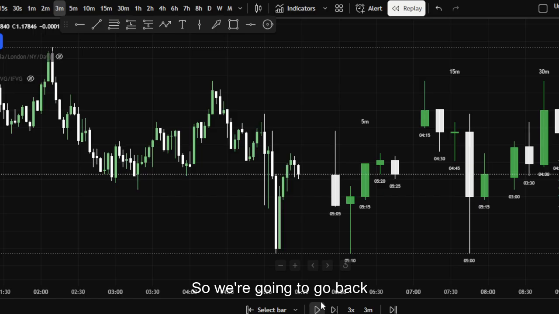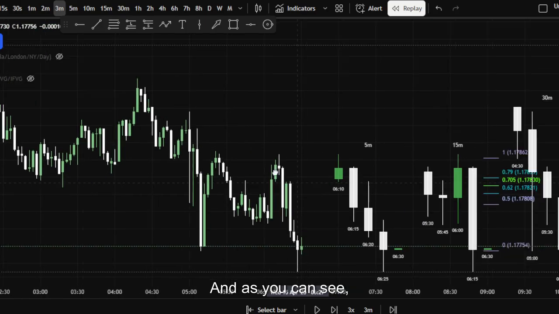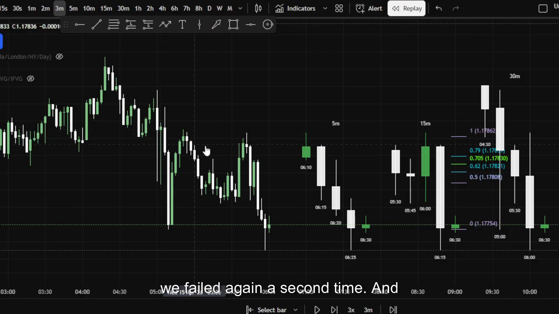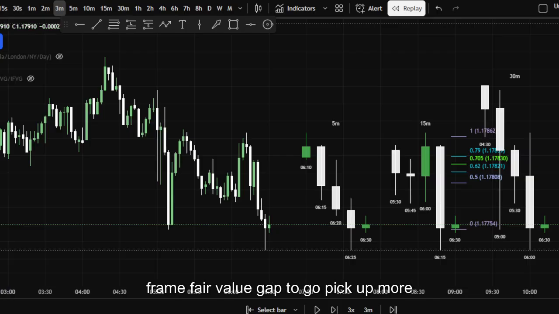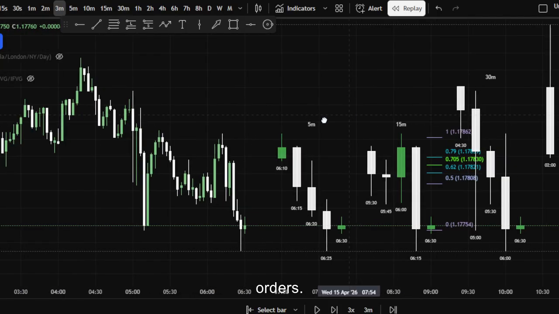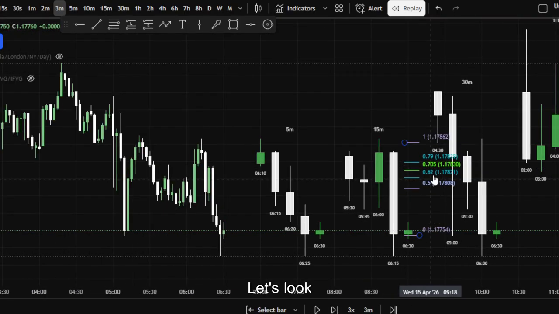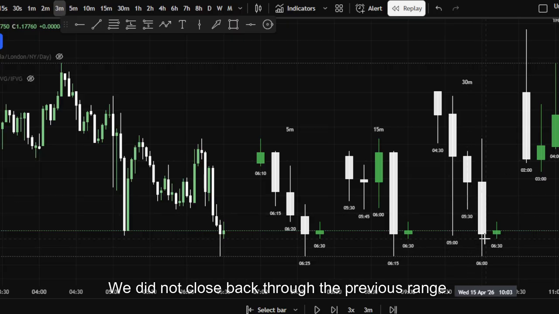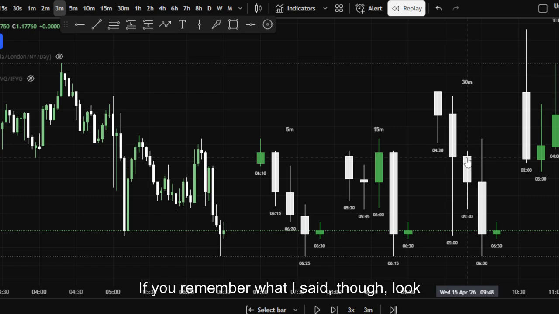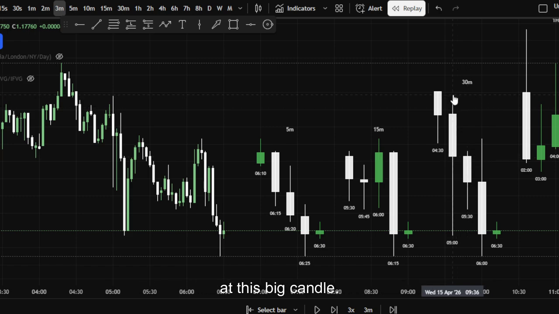We already kind of played through. So we're going to go back, and then we'll play the actual model out. And as you can see, we failed again a second time. And that forced us to go down, sweep this, dip back into that higher time frame fair value gap to go pick up more orders. So now let's look at what's going on here. 30-minute. We've been sweeping. We did not close back through the previous range. If you remember what I said, though, look at this big candle.